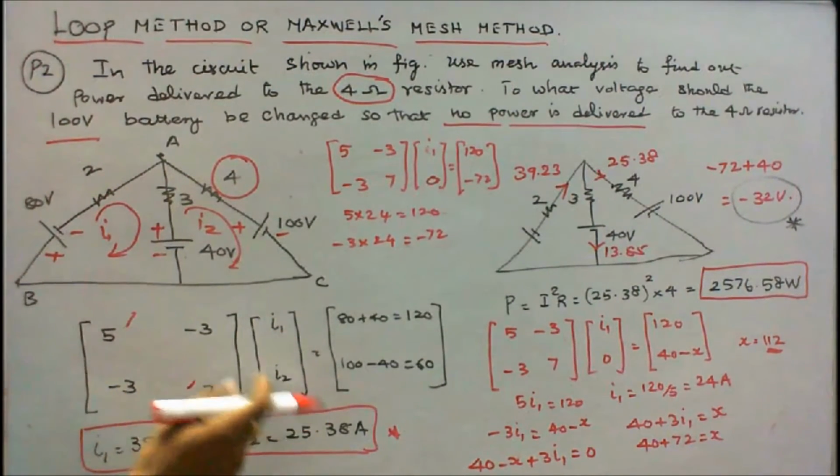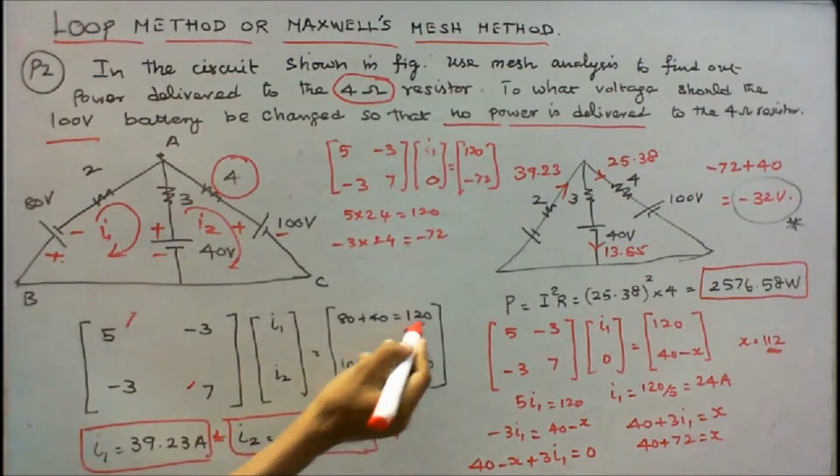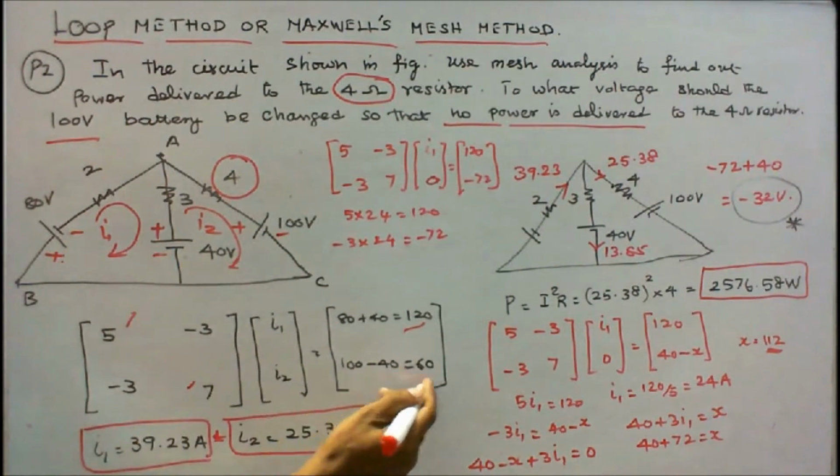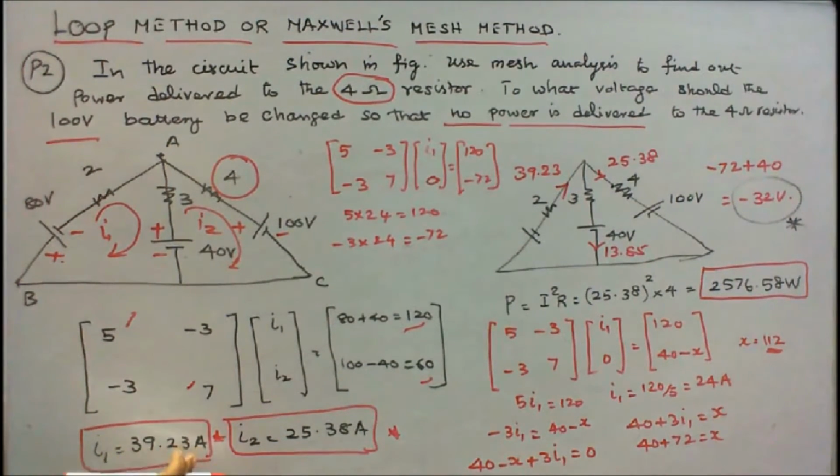I1, I2: this is 80 plus 40, that is equal to 120. 100 minus 40, that is equal to 60. I can find I1 and I2. I1 is equal to 39.23 amps. I2 is equal to 25.38 amps.